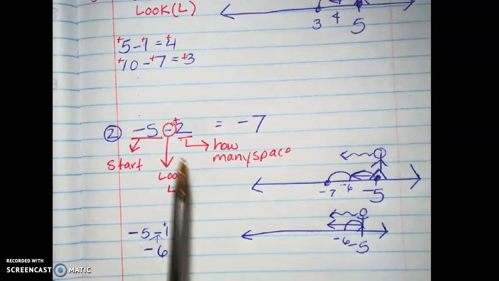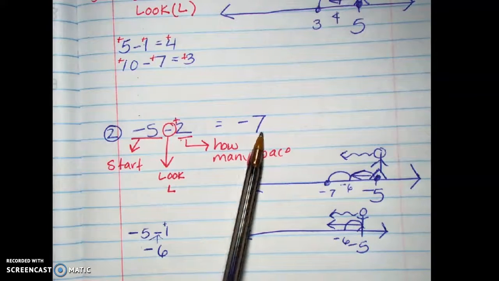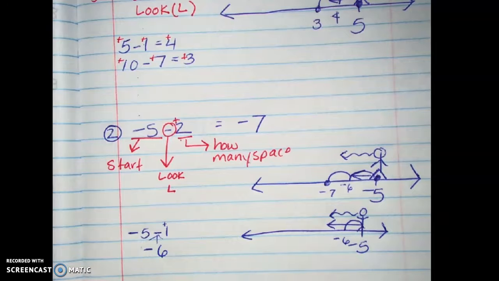Hey, look. Here we had 5 and 2, which makes 7, and then we put the negative symbol in. Here we have 5 and 1, which makes 6, and then we put the negative symbol in.